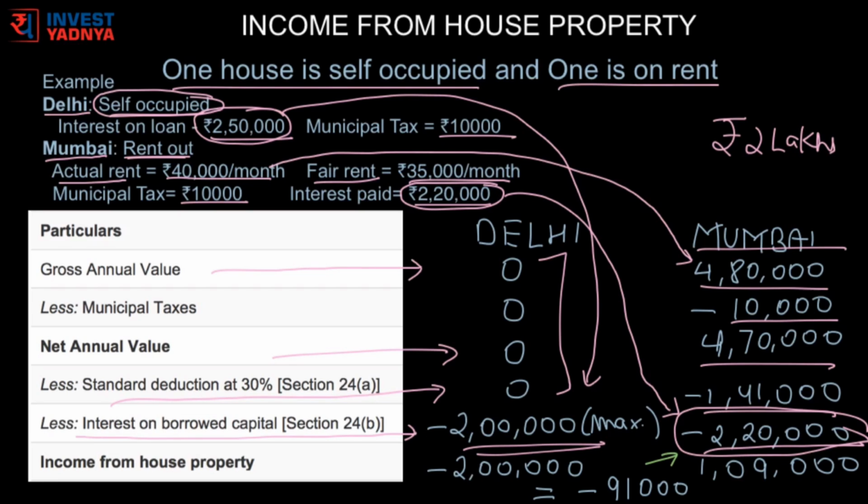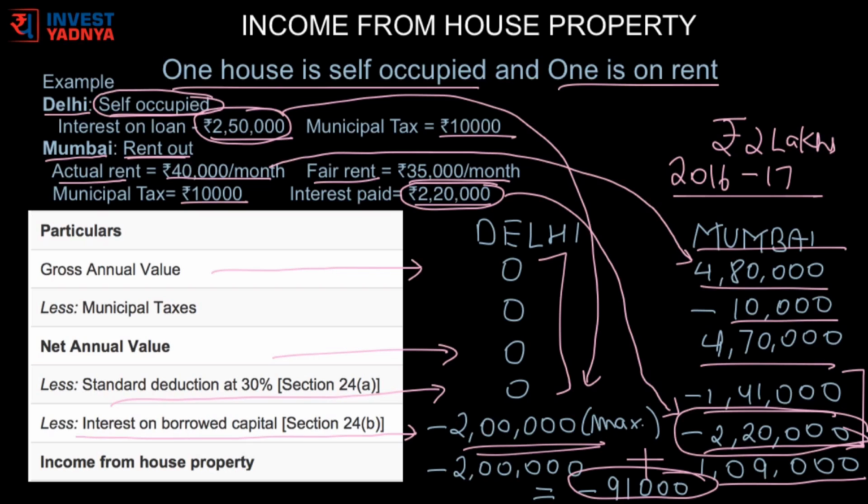This extra benefit is now removed from 2017-18 financial year but is valid on previous financial year, that is 2016-17. There is no limit of this benefit if your house is on rent. More details in our section 24 video. But remember, from 2017-18 financial year onwards, this value will be rupees 2 lakhs only. So after deducting these two, we get this as income from Mumbai house, and adding both we get loss on house property of rupees 91,000.